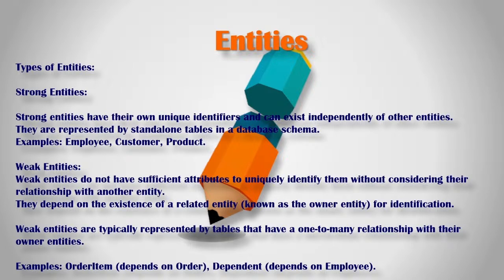Weak entities. Weak entities do not have sufficient attributes to uniquely identify them without considering their relationship with another entity. They depend on the existence of a related entity, known as the owner entity. For identification, weak entities are typically represented by tables that have a one-to-many relationship with their owner entities. Examples: order item depends on order, dependent depends on employee.